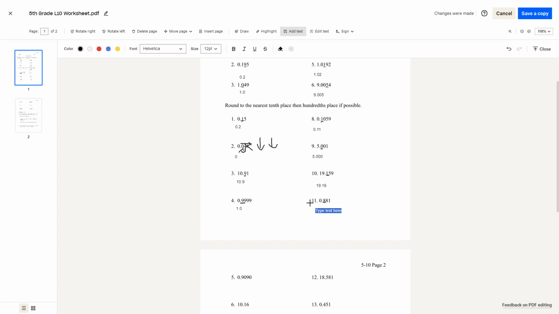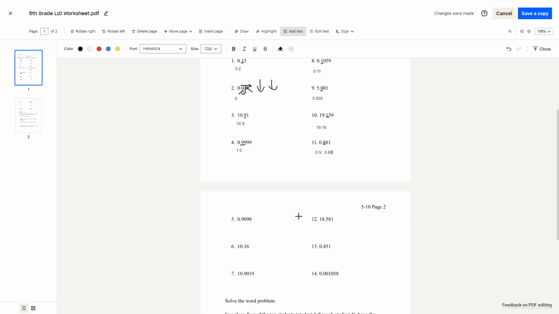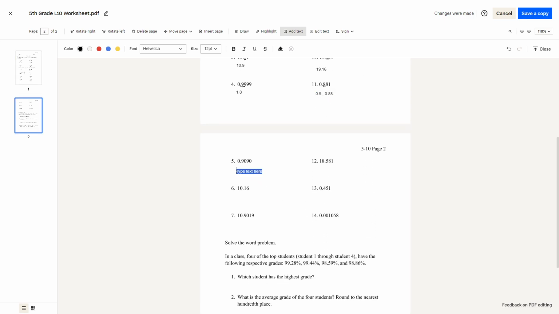Number 11, 0.881. 0.881 rounded to the tenths place will be 0.9. Rounded to the hundredths place, that would be 0.88. Question number 5, rounded to the tenths place, this will be 0.9. Rounded to the hundredths place, this will be 0.91. Nice. Question number 6, you can only round to the tenths place there, and that would be 10.2.